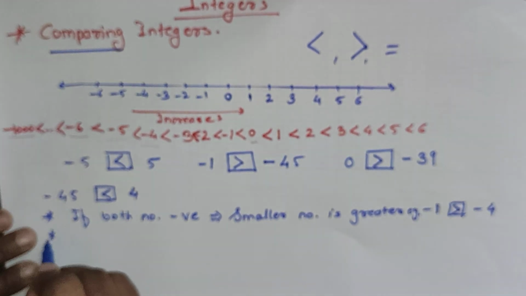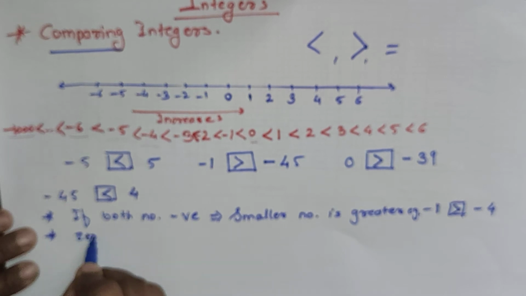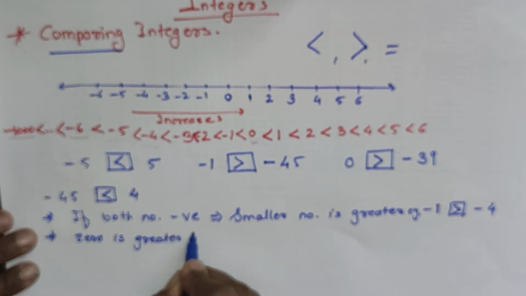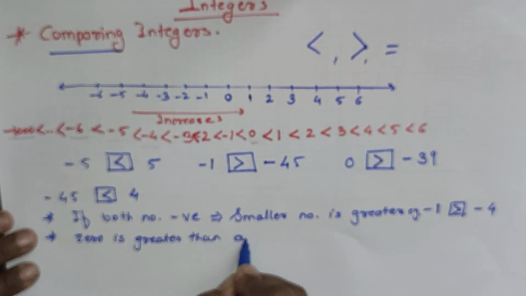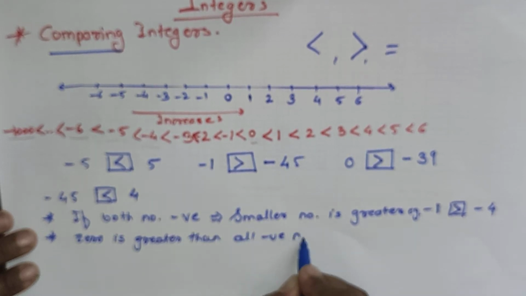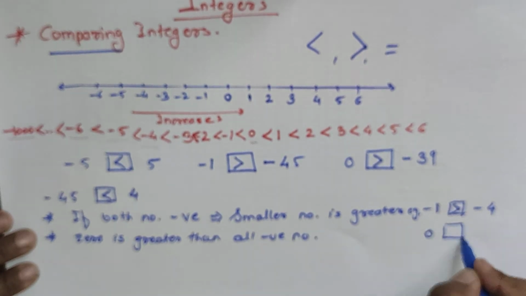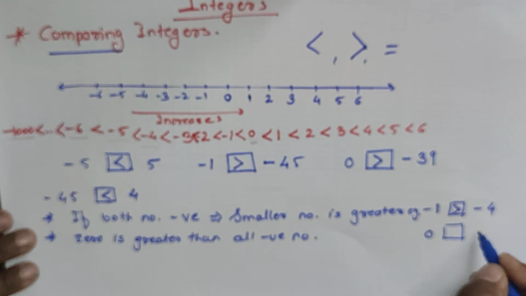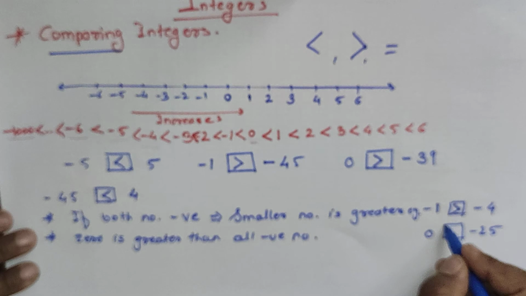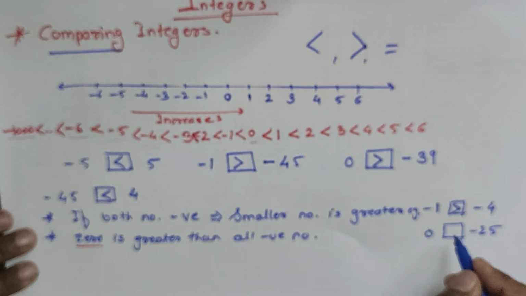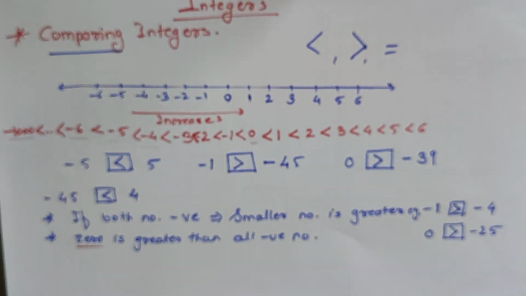Now the second condition is that 0 is greater than all negative numbers. These things you have to keep in your mind. So if I write 0 here, and compare it with, suppose, -25, which I wrote here, then which is greater? 0 is greater than all which numbers? Negative numbers. So here 0 is greater than -25.